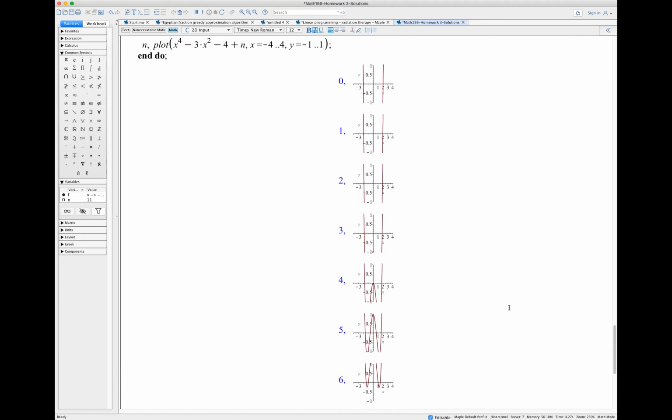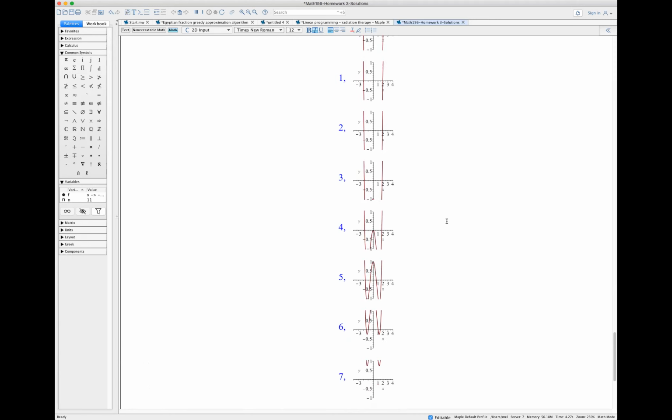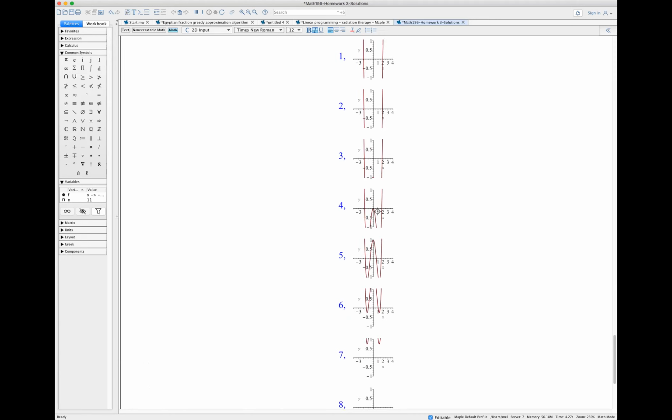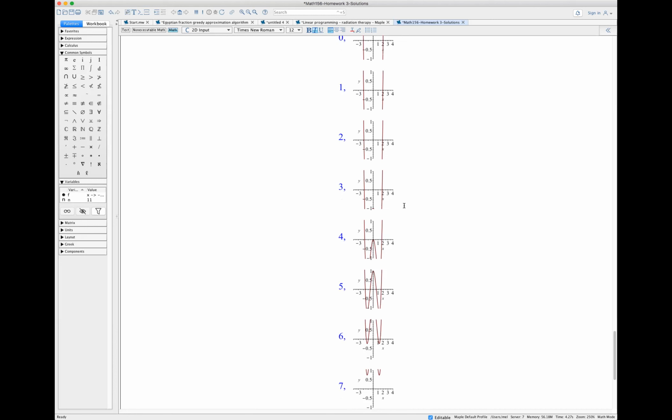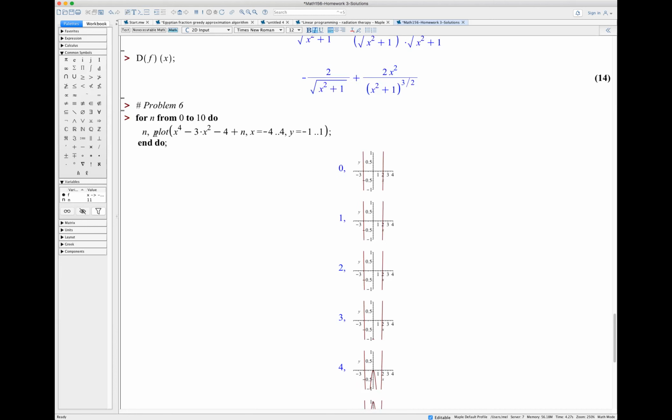So let's take a look. This has the two places where the graph crosses the x-axis. 2 here, 2 here, and 2 here. This might be 3, might be 2, might be 4. And then these are 4, these are 0. The only one I can't tell is when n equals 4. So I'm just going to graph that separately because I'm curious.